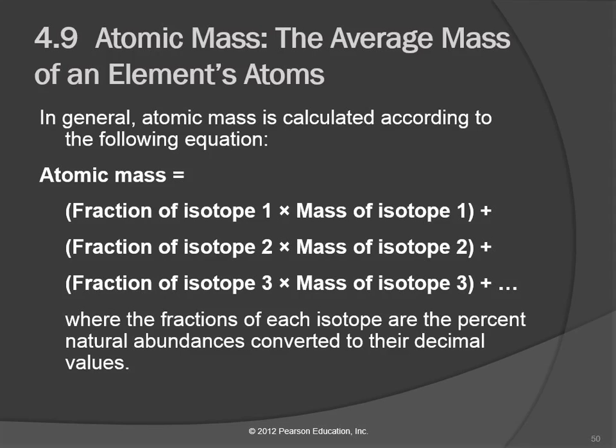So another way to write this out for you, here's the pattern. The atomic mass is going to be the fraction of the first isotope times its mass, plus the fraction of the second isotope times its mass, plus the fraction of the third isotope times its mass, and you would keep going like that depending on how many isotopes there are. The fractions are the percent abundances converted to their decimal values.